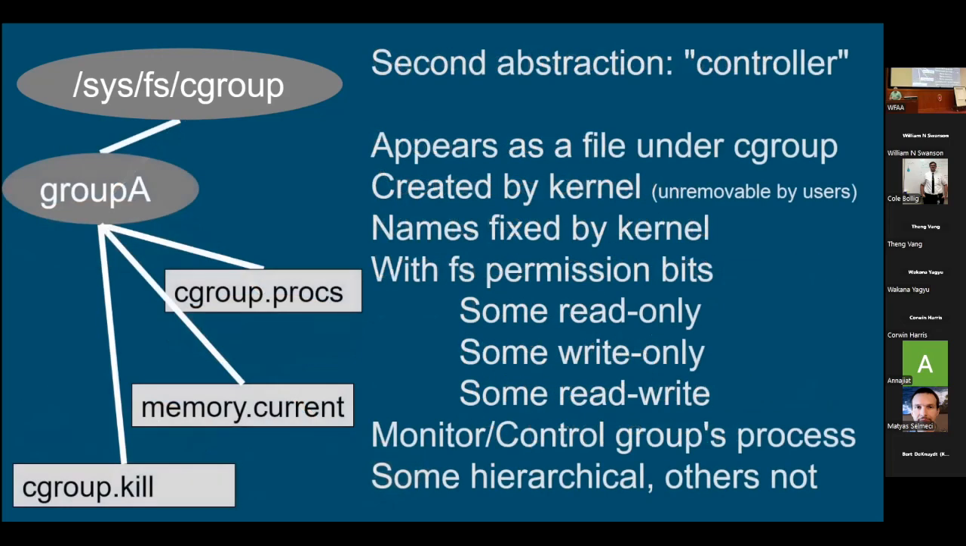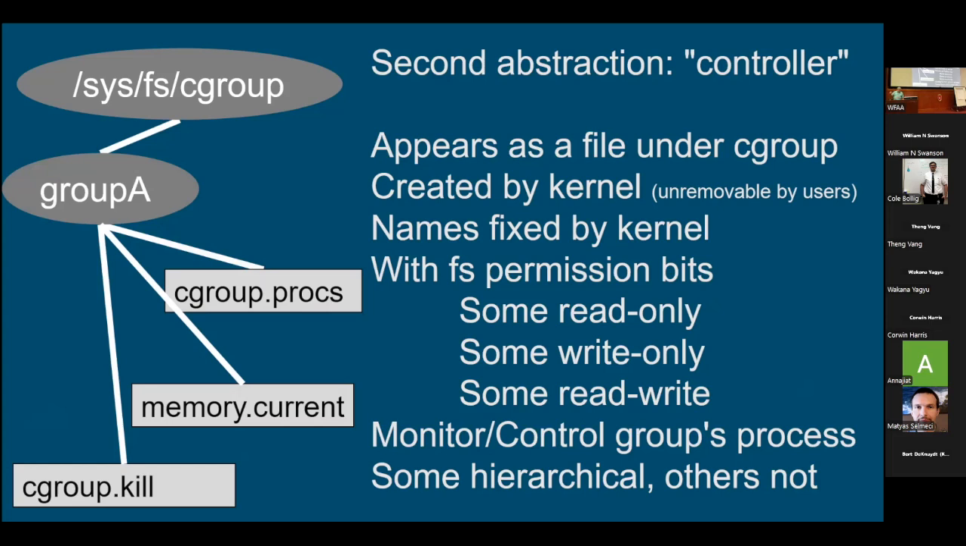Number two is what I call controllers, and these appear as a file or files under each cgroup. Those are created by the kernel. You don't get to create controllers, and the names are fixed by the kernel. But again, they show up in the file system, and the owner is whoever created the cgroup. Some of these are read-only, some are read-write, some are write-only. And these provide the monitoring and the control of all the processes in each cgroup.